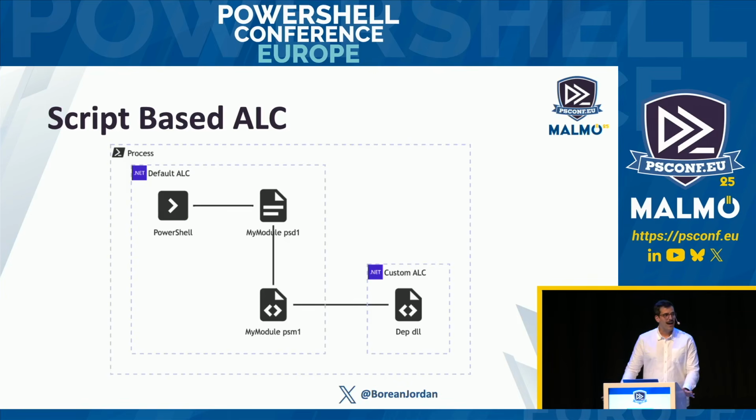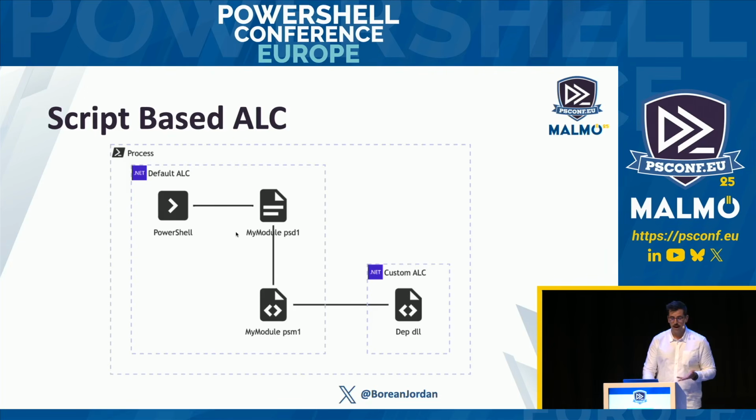So how do we actually solve this one here? We use a concept called an assembly load context, which is a new thing introduced with .NET, I believe it's .NET 5, so PowerShell 7.2, that's able to load your dependencies in an entirely separate concept called an ALC, or an assembly load context. So the first example that I'll show you here is how you can use an ALC in a pure script-based PowerShell module.